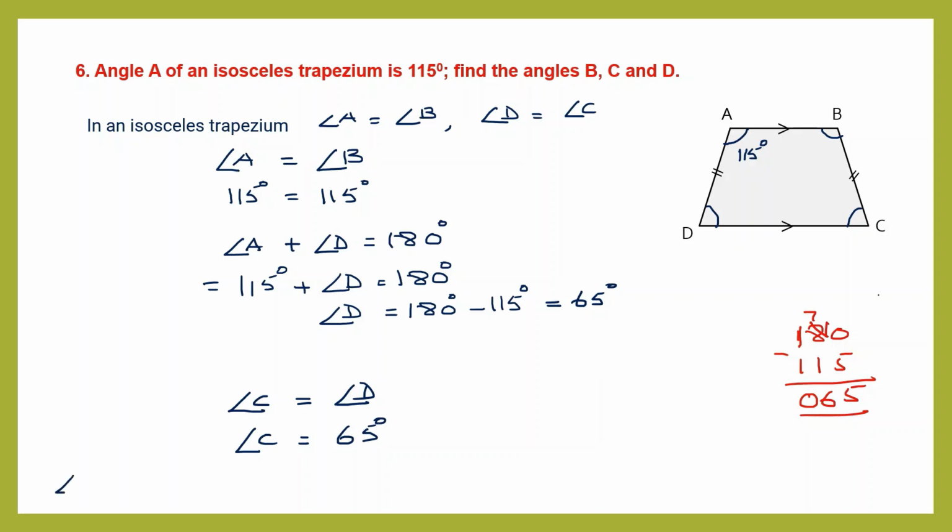Let's write it down. Angle A is given to us as 115 degrees. Angle B is equal to angle A, so that is also 115 degrees. Angle C is equal to angle D, which is 65 degrees. That means angle D is also 65 degrees.